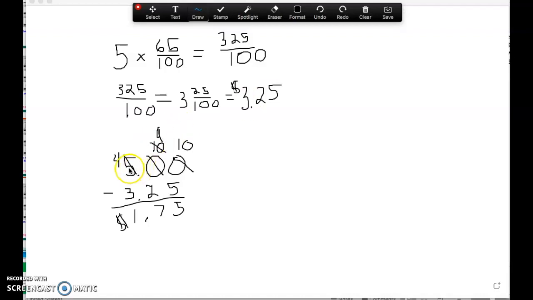So down here, I took $5, notice how I put my decimal, minus $3.25. Now to do this, you can do it on your calculator, or you can do it this way and making sure that you are borrowing correctly. When you're finished, you'll get $1.75.